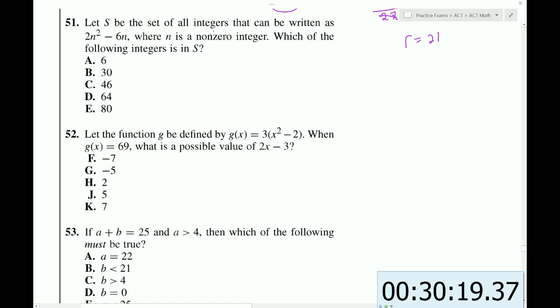Let S be the set of all integers that can be written as this. Okay. Which of the following is in set S? Well, let's see here.